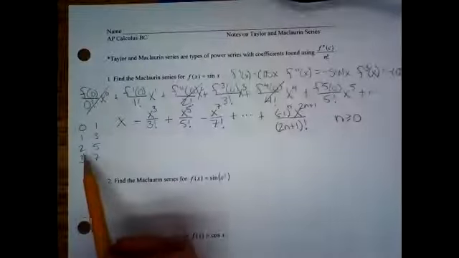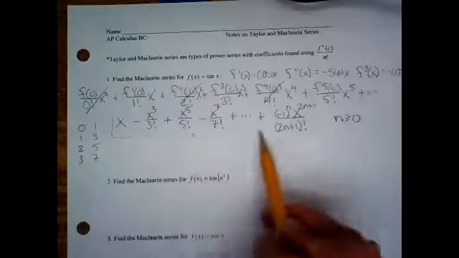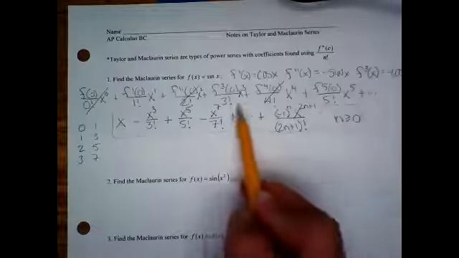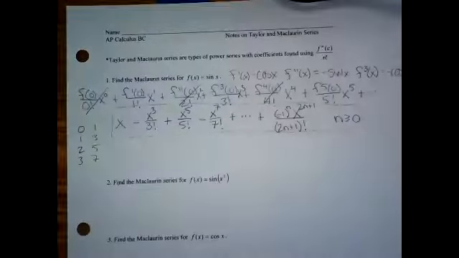So that's why I usually write this off to the side. That helps me to find the pattern. So that's our first four non-zero terms and the general term. That's what they're going to write on the AP exam. Write out the first four non-zero terms and the general term. Now, we've done that before, but we have been doing that this unit.